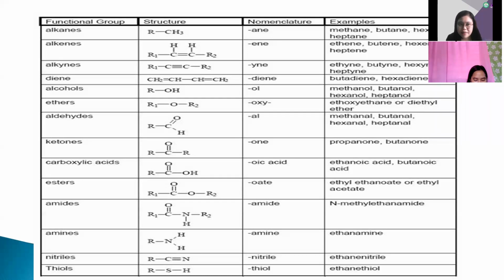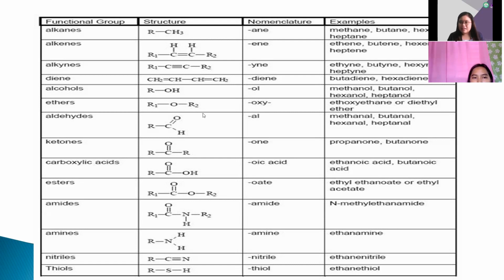So, ang ethers naman, class, ang tandaan natin is meron tayong oxygen at the center. And both ends will be an R group. When you say R group, that will be any functional group. Again, any functional group tayo when it comes to ether. So dito sa R1, it can be an alkane, an alkyne, or even an alcohol. And then the R2, the same thing.